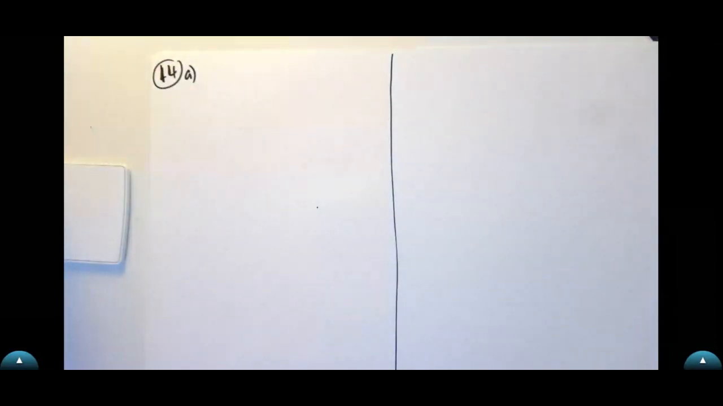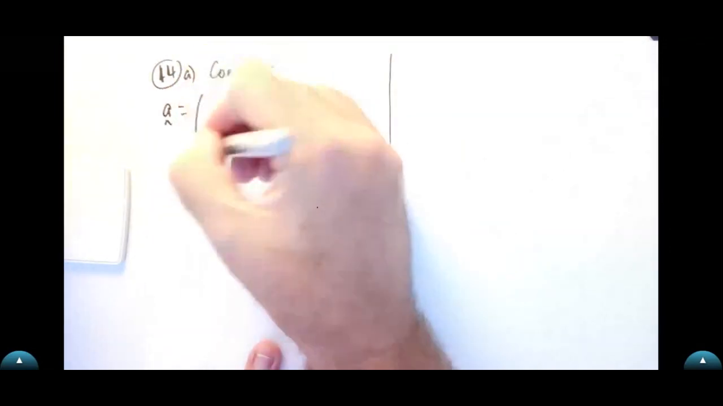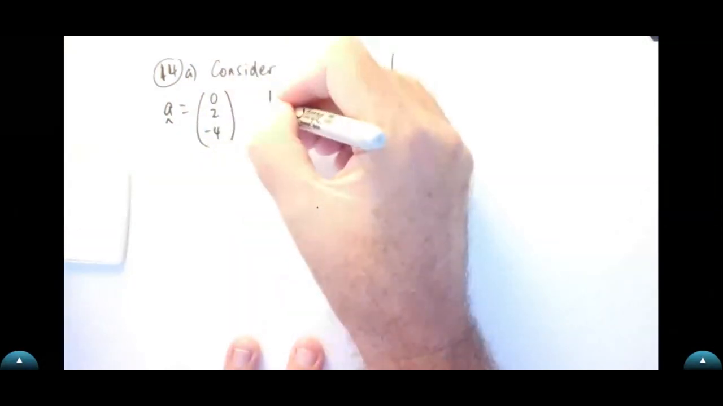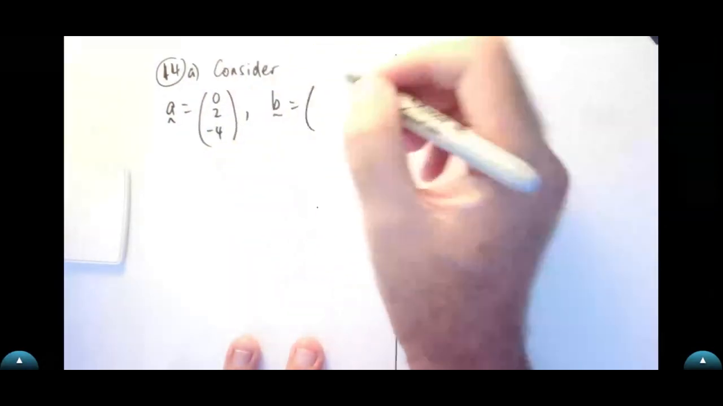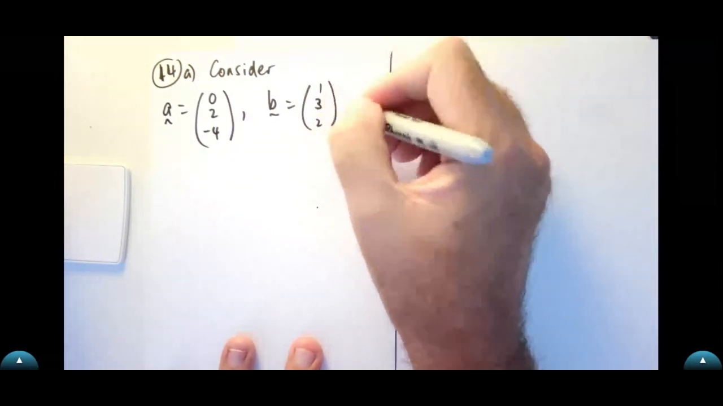All right, so let's consider, this is 14A. All right, so we've got two vectors. A is 0, 2, -4, and the vector B is 1, 3, 2.